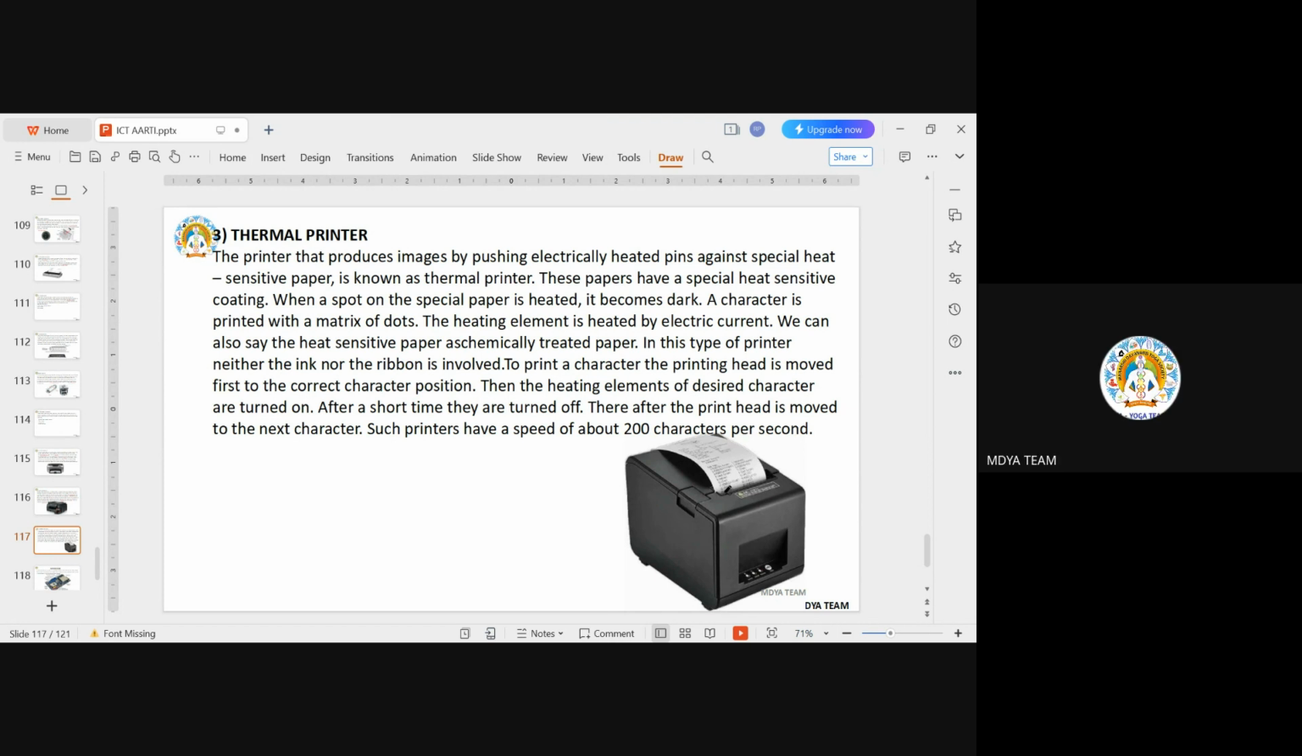Yes, there is a roll you add in the printer, and when you give the command, suppose you go to the supermarket and purchase something, you get your purchase voucher and a bill with your whole things in one bill. Getting my point? Yes, ma'am, that type of printing comes under the thermal printer. There is 200 characters per second.